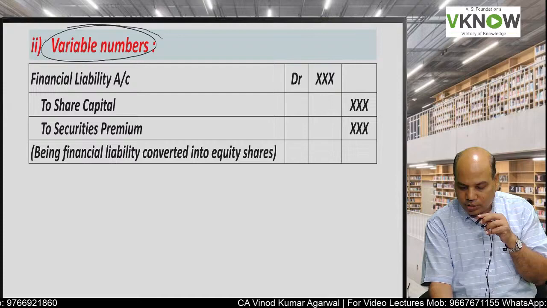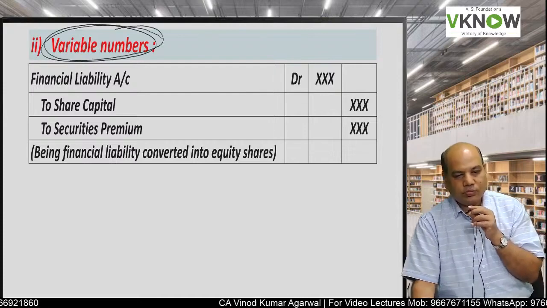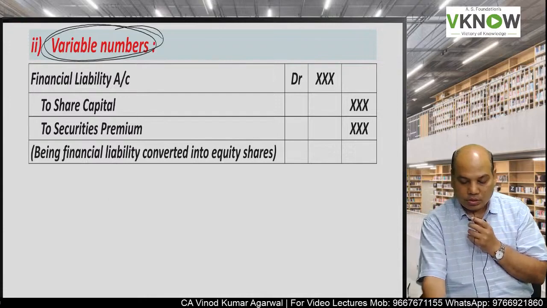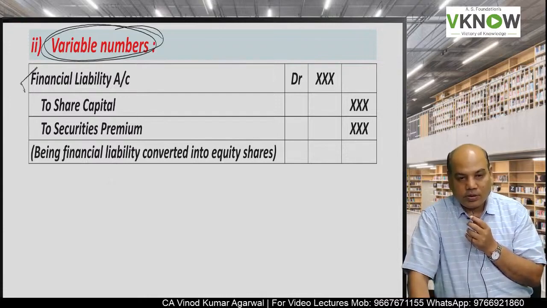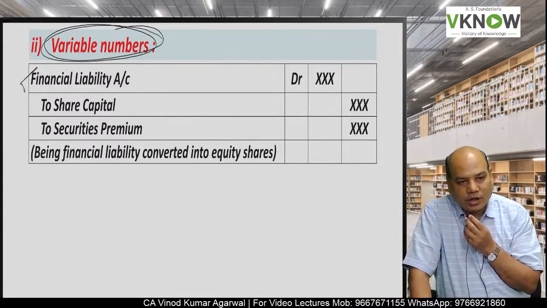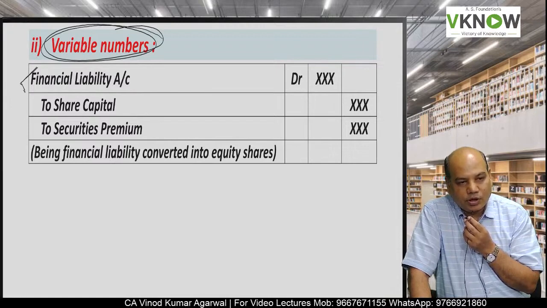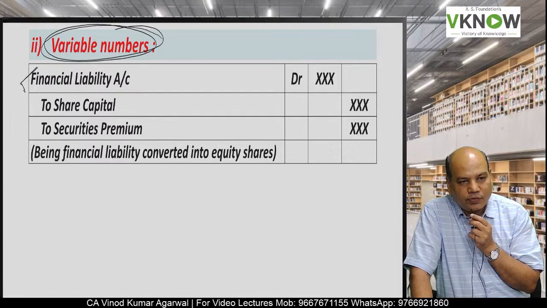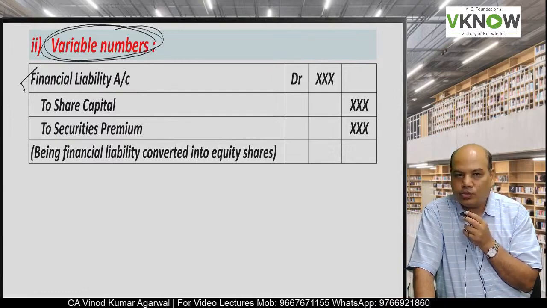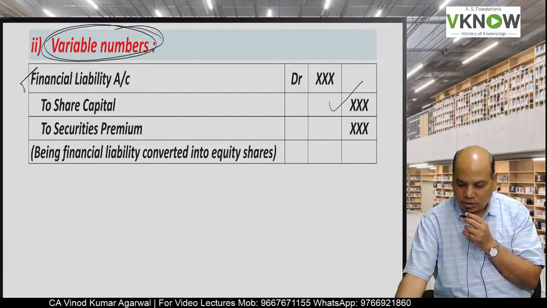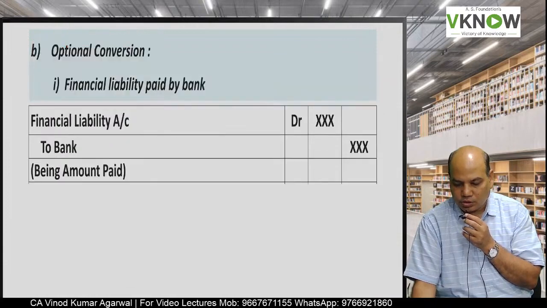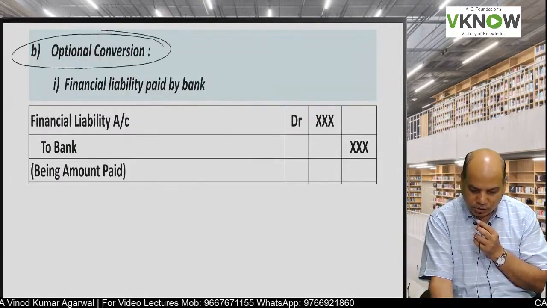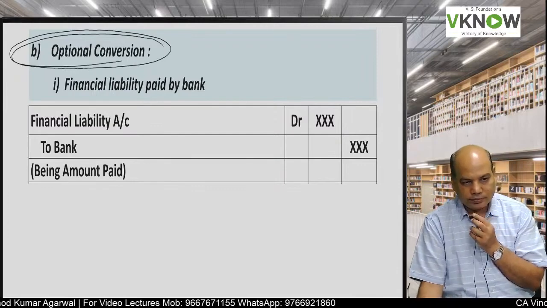If a variable number of shares have to be issued, that means the instrument was earlier treated as a financial liability, because a variable number of shares to be issued means the instrument is a financial liability. So financial liability account debit to share capital and excess amount to securities premium. That was mandatory conversion. Now optional conversion.